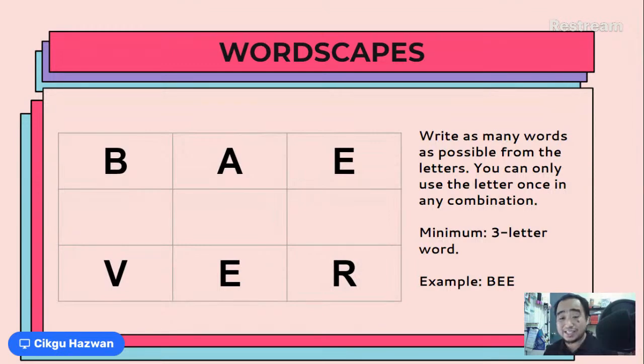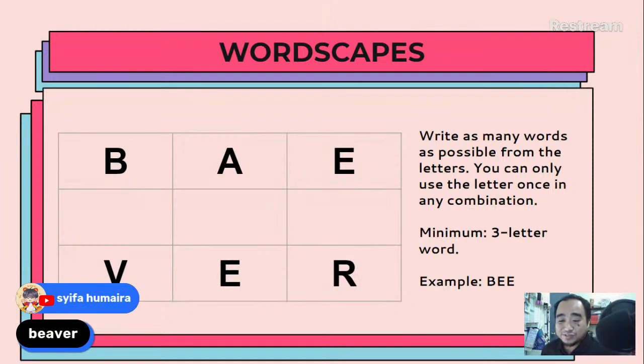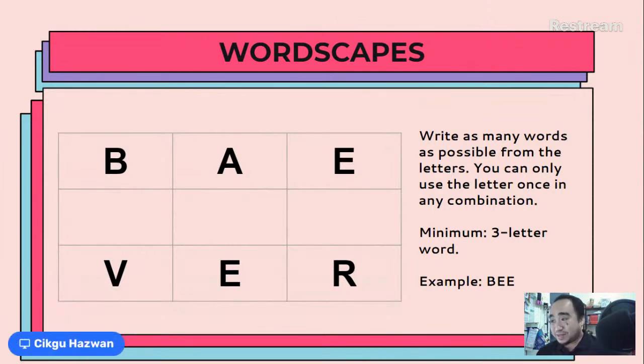We have another E over here, so what word can we form from these 6 letters? Okay, good. We have a winner over here. Shifa Humaira, congratulations. The answer is beaver, B-E-A-V-E-R. You can claim the gift or the prize from your teacher later on. Thank you for participating in the first activity before we move to our real activity for today.